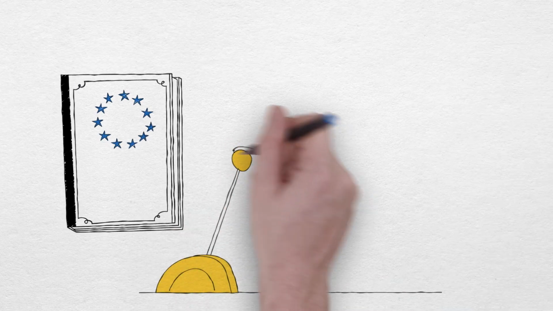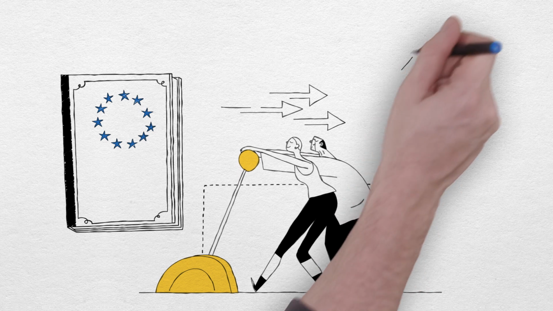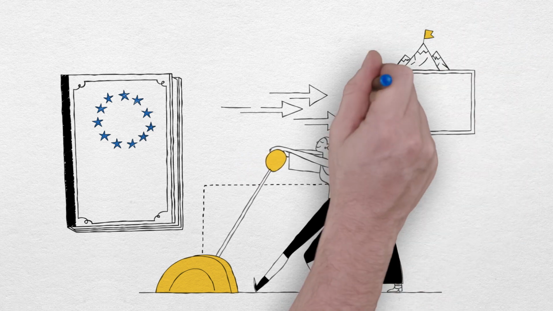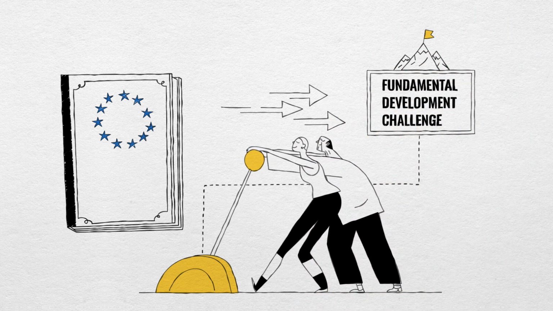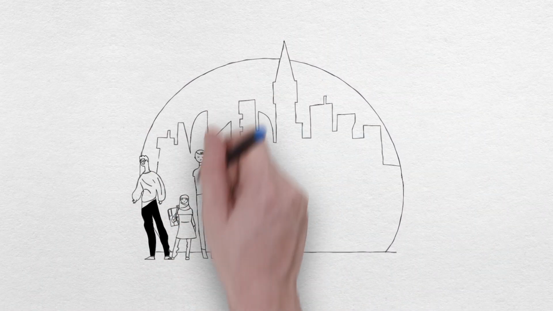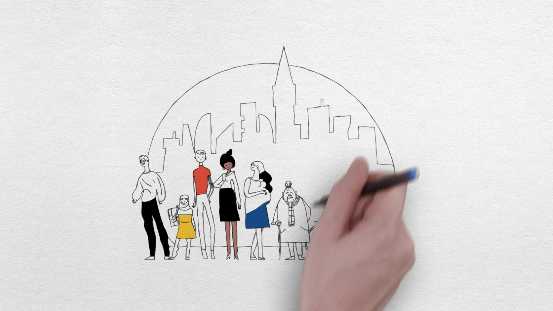This EU Inequalities Guide calls for a shift in our approach to make development cooperation more responsive to this fundamental development challenge. This is needed now more than ever and will help achieve sustainable development that truly leaves no one behind.